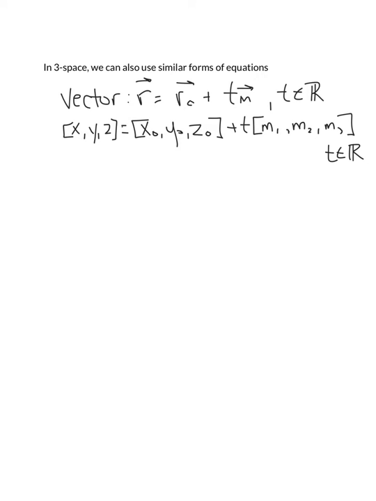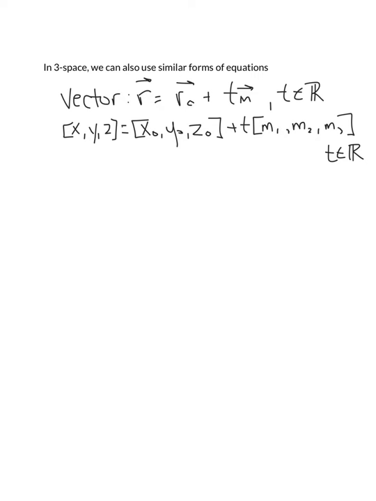Even though the equations that I previously talked about on the past page were used for 2 dimensions, we can use them for 3 space as well. So if you can see, I rewrote the vector equation from the previous page, and right below I have written what it would look like if we were talking about something in 3 space. So our coordinate x, y, z can be rewritten as x sub 0, y sub 0, z sub 0 plus some scalar t times the direction vector m1, m2, m3. Still, t is an element of the reals.